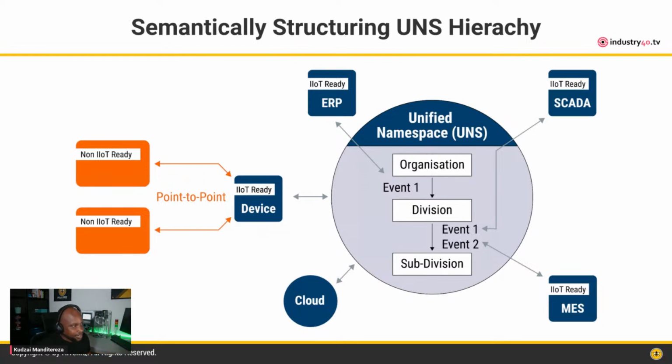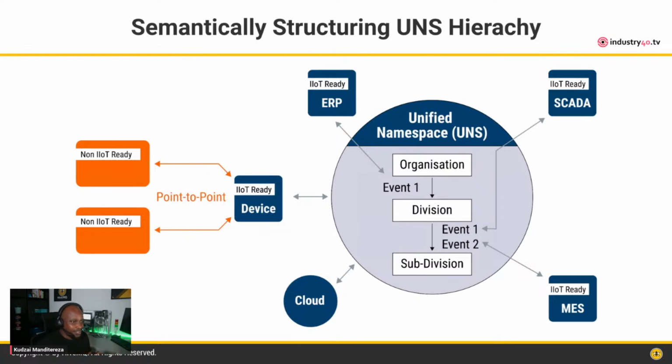For example, here, if the ERP wants to consume information or publish information into the unified namespace, it would publish that event under the organization folder, because this is the folder that all the other components that are part of that organization will be looking at to see the enterprise-wide state of things, right? So that's an example.